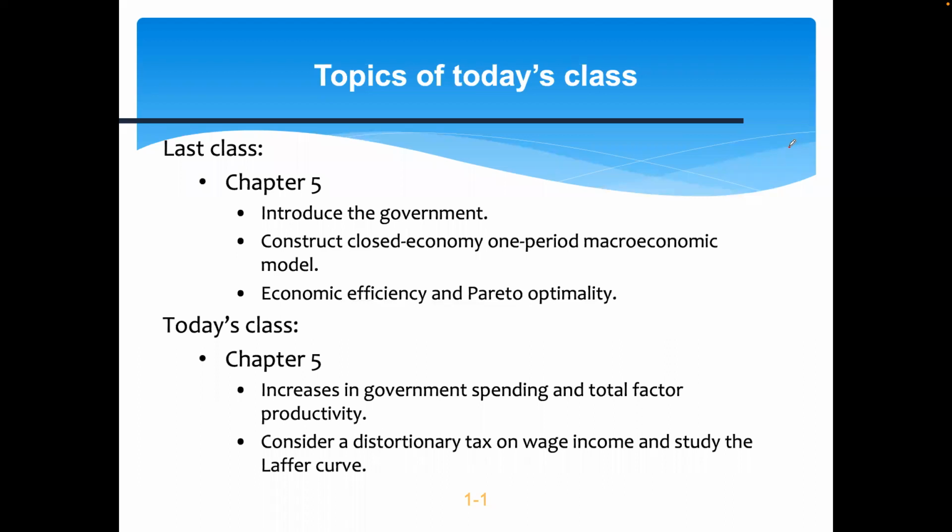So last class, we started chapter 5. We constructed a closed economy, one period macro model, right? It's a closed economy and a one period model. And using this model, we understood what economic efficiency and Pareto optimality mean.